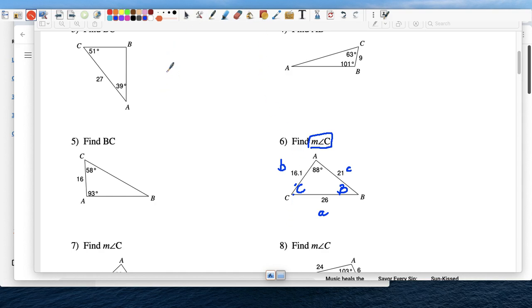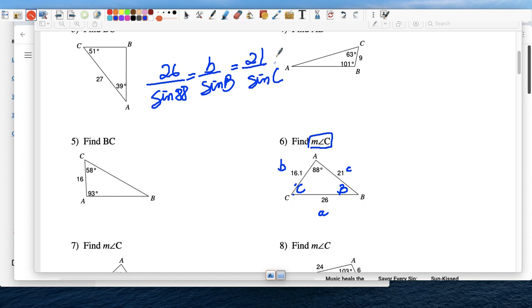Proportion. So that's 26 over sine of 88 for little a over sine of A. Little b over sine of angle B, I know nothing here. And little c, which I do know, is 21 over sine of angle C. Now, we are only interested in this guy here. They're not asking us to find anything about B, so I'm going to take this away.